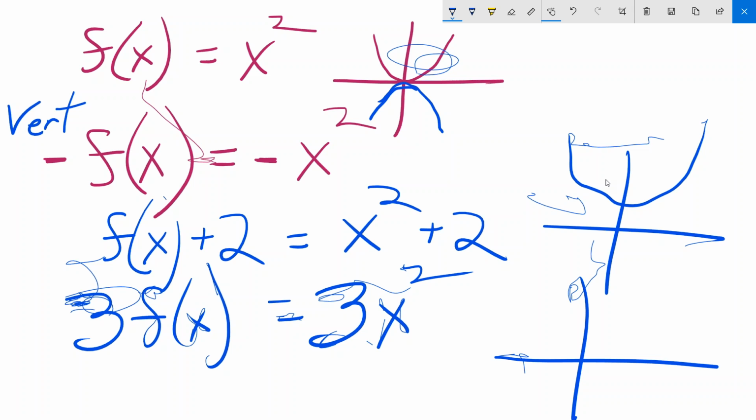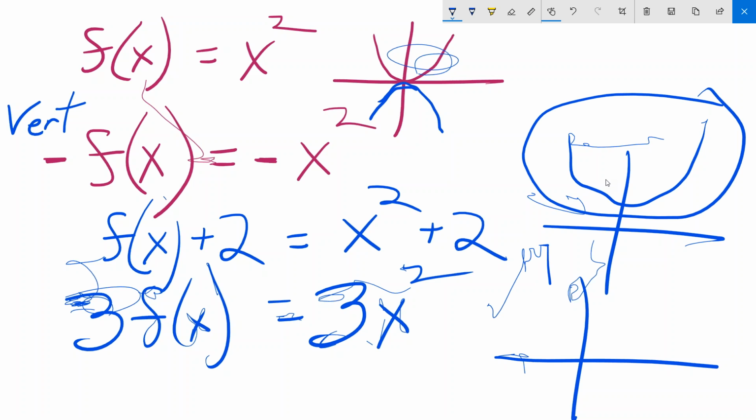Well, that's called a vertical stretch. Every point that's on this curve here is going to be 3 times further away from the x-axis. The effect of that is to vertically stretch it, like that. Notice how that blue line compares with my original red line. It's skinnier. That's what happens when you vertically stretch a function: it becomes more narrow.